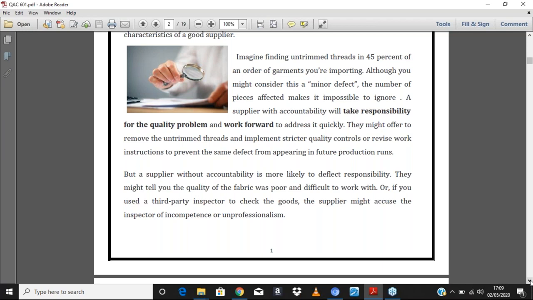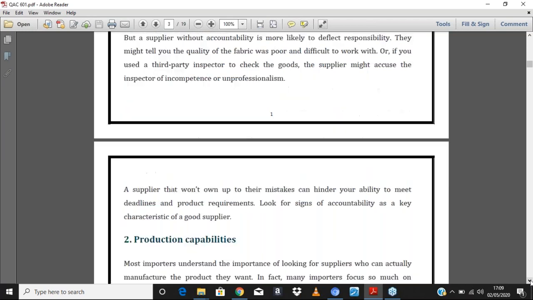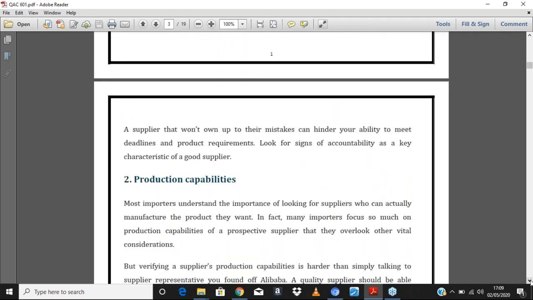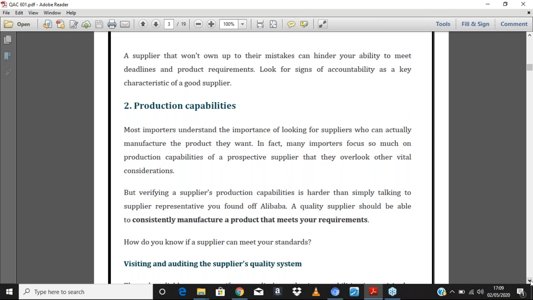But with a supplier without accountability, when things go wrong, you know that you're in trouble. A supplier that won't own up to their mistakes can hinder your ability to meet deadlines, production requirements, and quality. Secondly, we're going to be looking at 10 things, so I suggest you write them down as you proceed. I'm sharing my screen, and I think it's bold enough for anyone to follow.